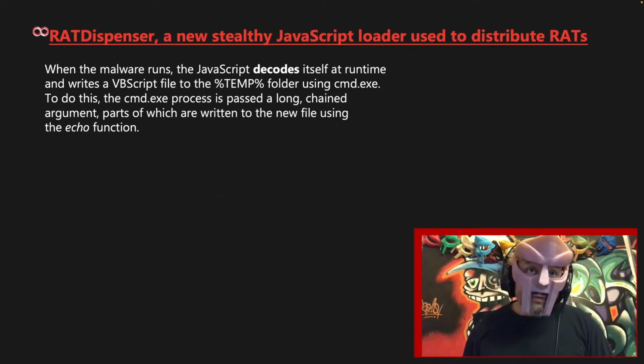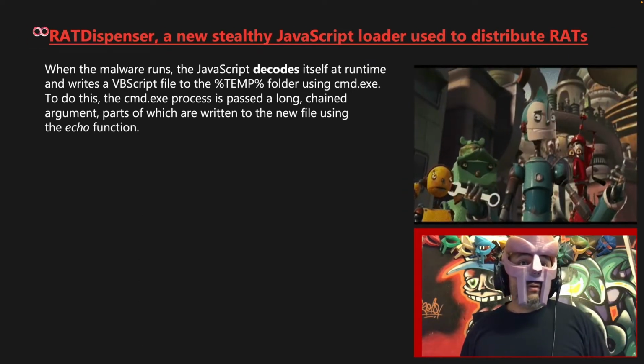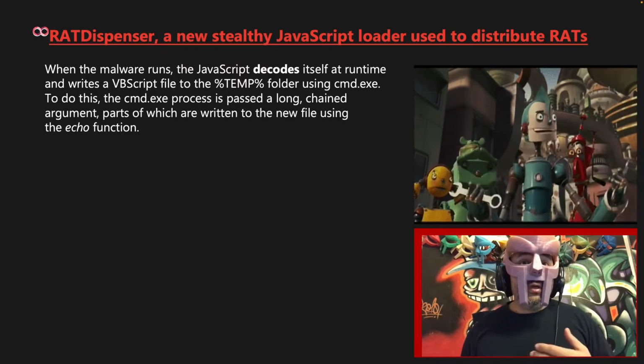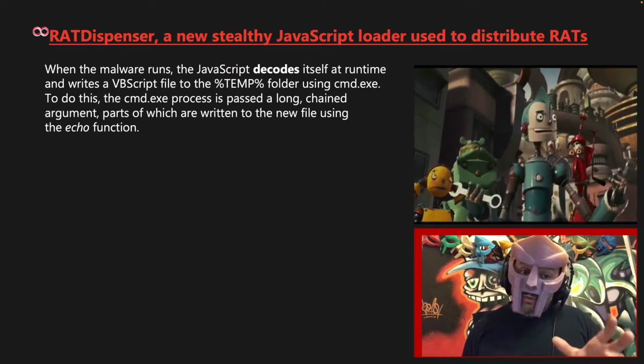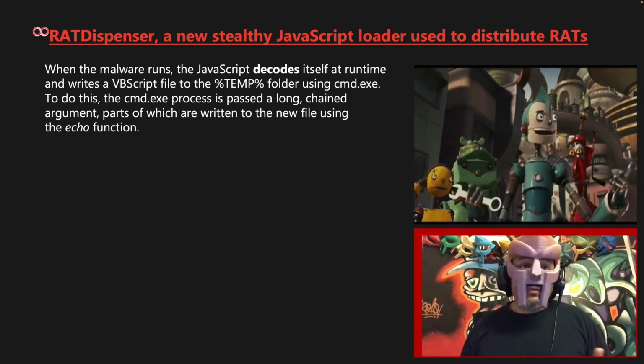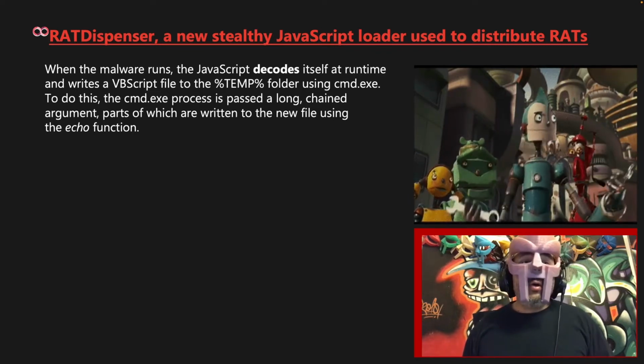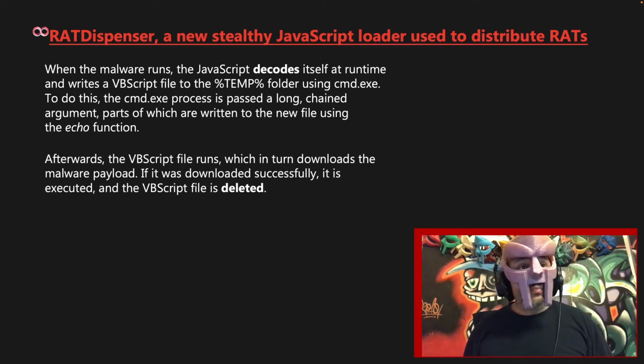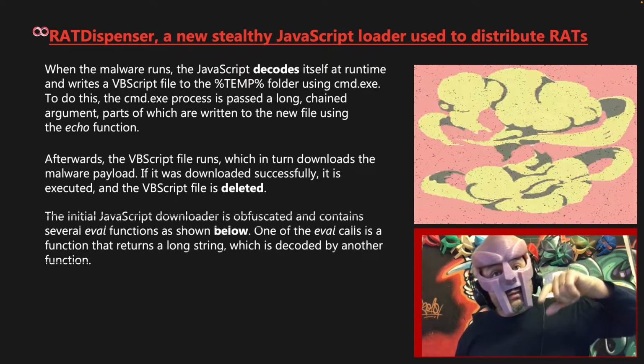When the malware runs, the JavaScript decodes itself at runtime and writes a VBScript file to the temp folder using cmd.exe. As you can tell, with exe files and VBScript, this is Windows-based. Now, to find this, the cmd.exe process is passed a long chained argument, parts of which are written to the new file using the echo function. Afterwards, the VBScript file runs, which in turn downloads the malware payload. If it was downloaded successfully, it is executed, and the VBScript file is deleted.